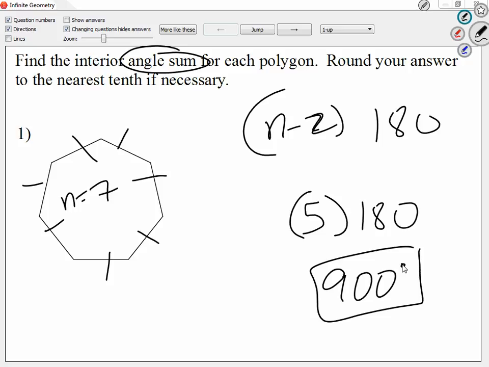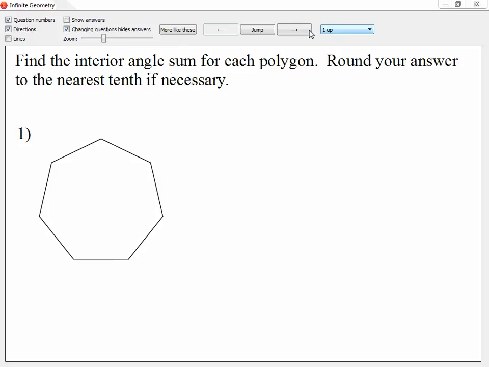In this, remember for the interior angle sum, use your formula n minus 2 times 180. Any questions for the first 6? No? Alright, let's take a look at 7 through 12.